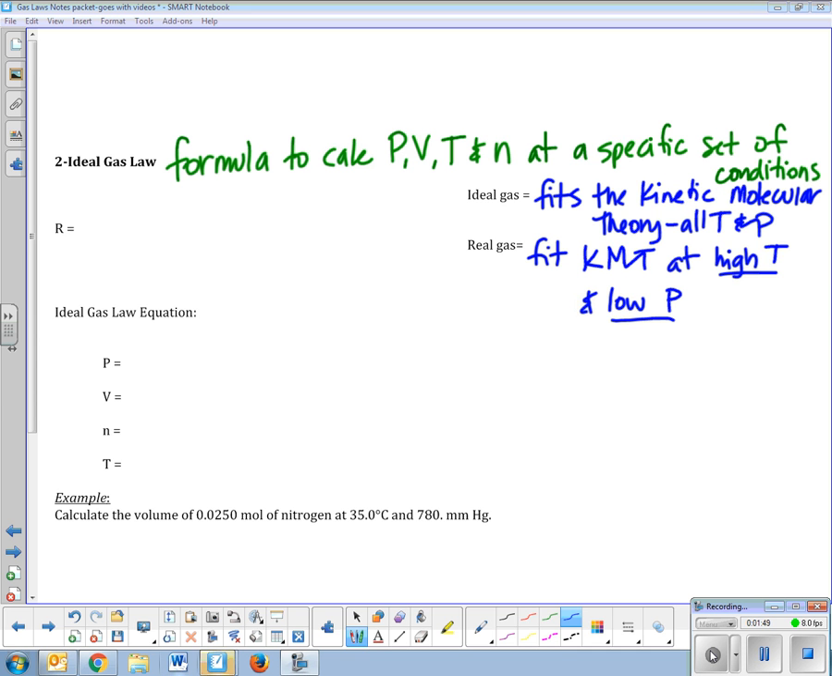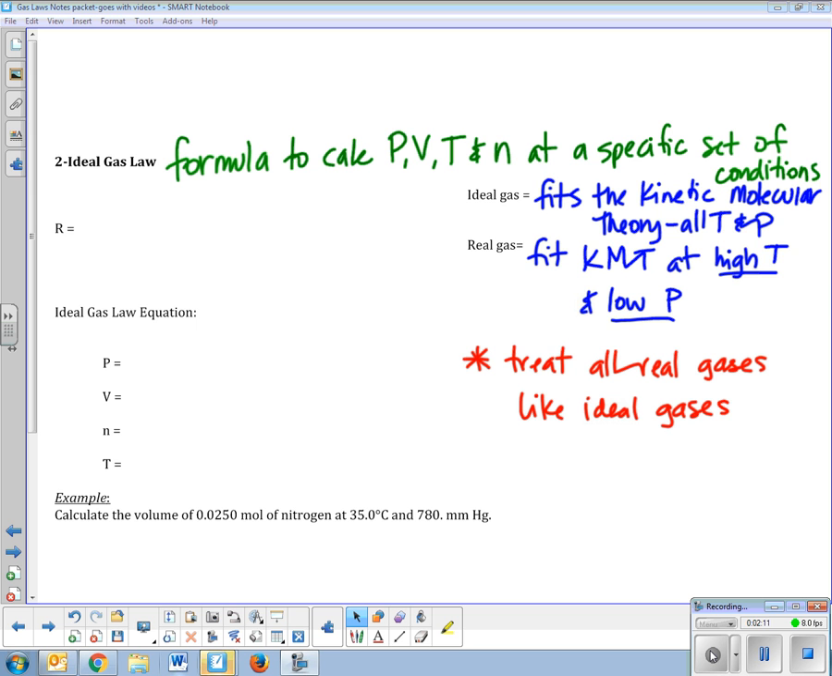The thing that we're going to worry about, though, is we're going to assume that all of our real gases are actually like ideal gases. So we're going to treat all real gases like ideal gases. So even though they technically don't fit all of those behavior descriptions in the kinetic molecular theory, we will assume that they do for the most part.